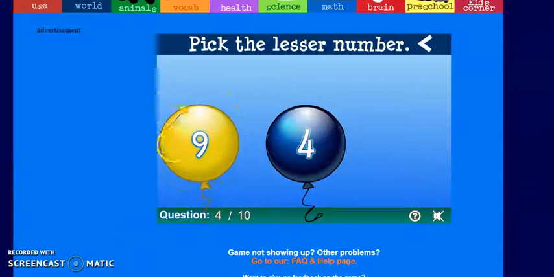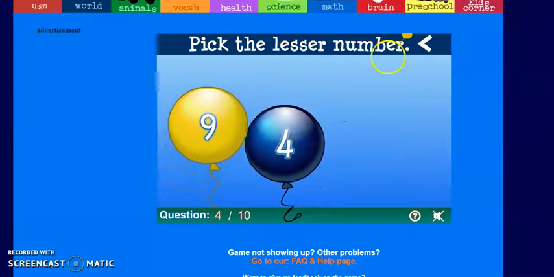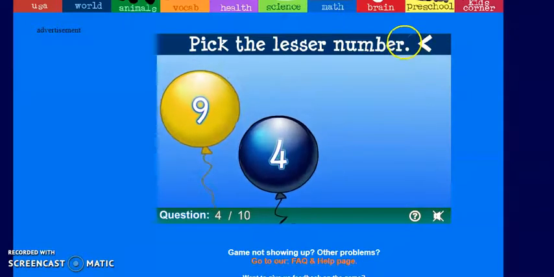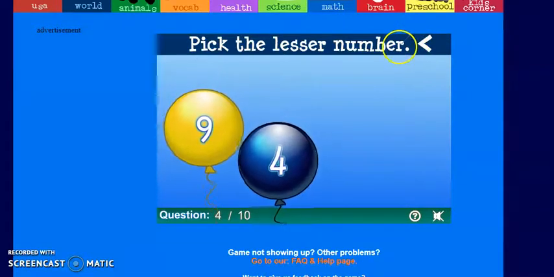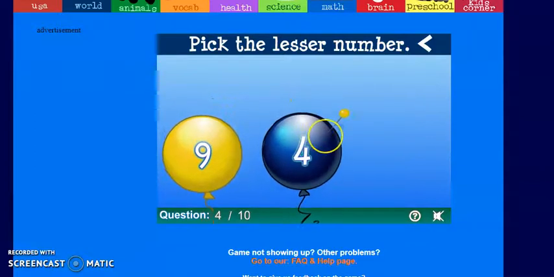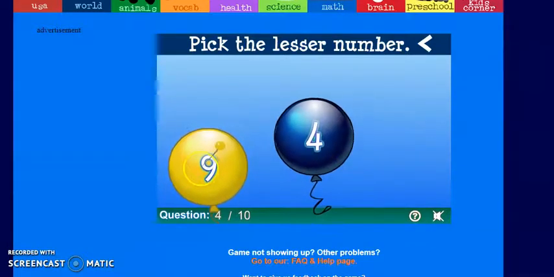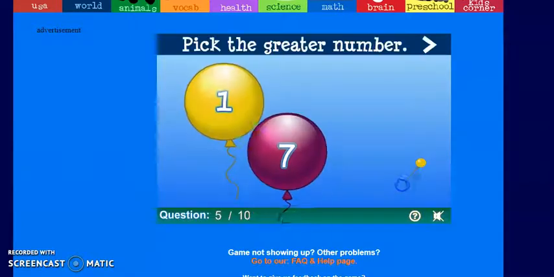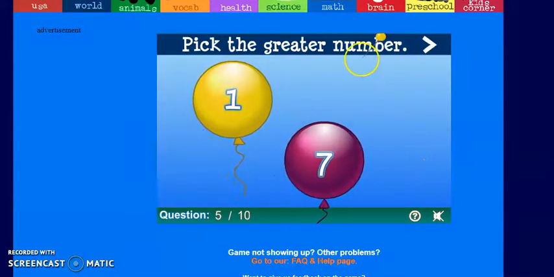All right, so now we pick the lesser number. So the alligator is going to go that way. It's going to have its back to the lesser number. And here the lesser number is 9 or 4. It's 4. That's right.